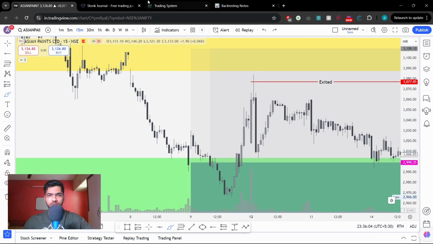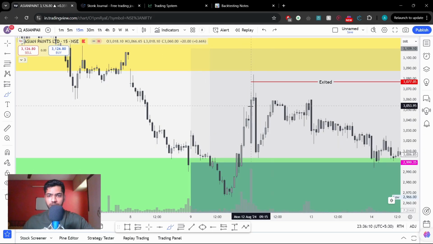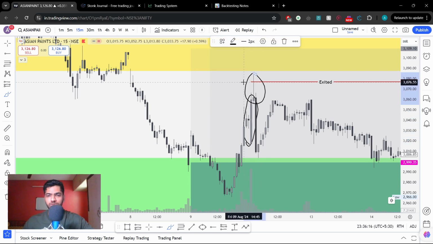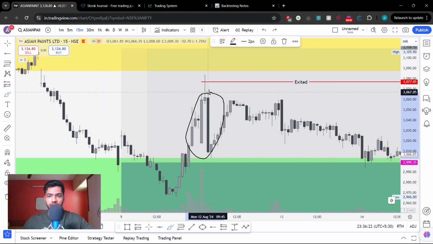So if you can see right here, my exit was on August 12th, 9:30 in the morning itself. This was the first 5 minutes candle, and this was the first 15 minutes candle. So I exited right here, and as you can see what happened afterwards, this is what happened afterwards. It gave a big sell off immediately after I exited this trade.